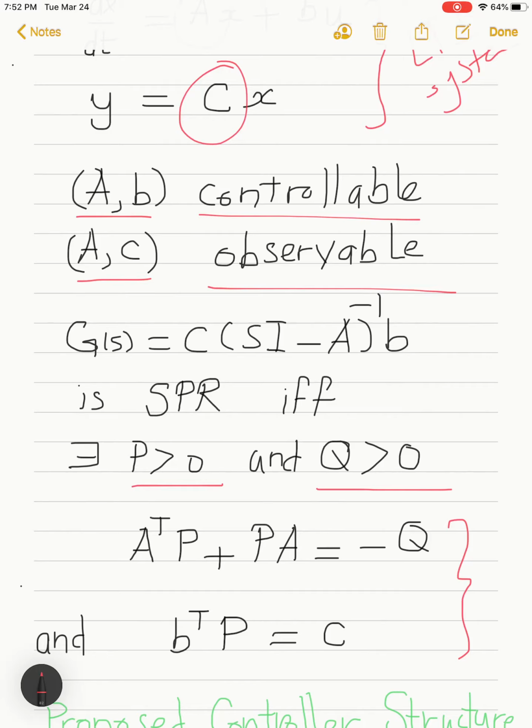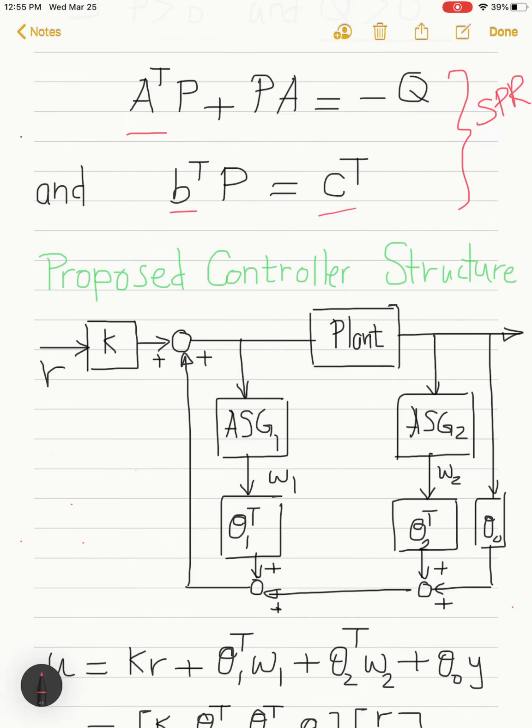A, B, and C are the representation of the LTI system. If these two conditions are satisfied, then we guarantee that the system is SPR. Next, we are going to consider the controller structure. So we are assuming a single input plant with single output.